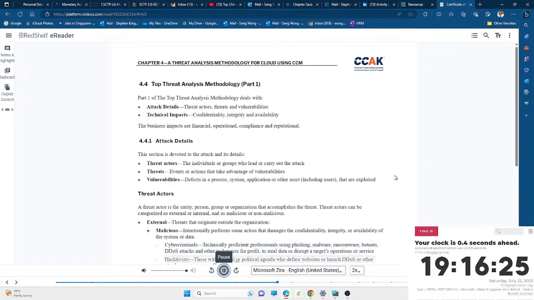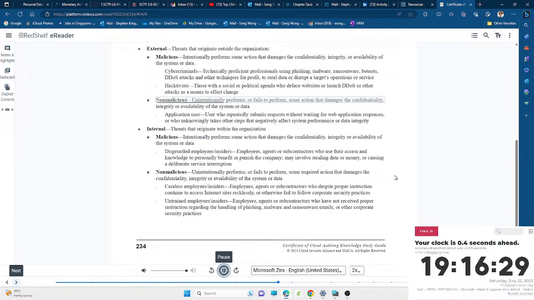Hacktivists, those with a social or political agenda who deface websites or launch DDoS or other attacks as a means to effect change. Non-malicious: unintentionally performs, or fails to perform, some action that damages the confidentiality, integrity, or availability of the system or data. Application user who repeatedly submits requests without waiting for web application responses, or who unknowingly takes other steps that negatively affect system performance or data integrity.